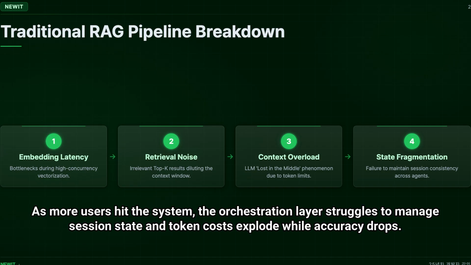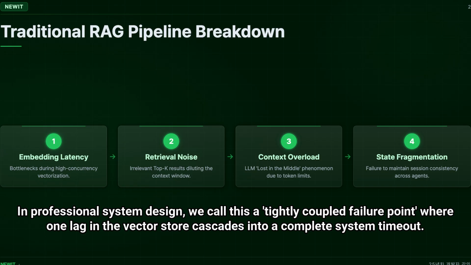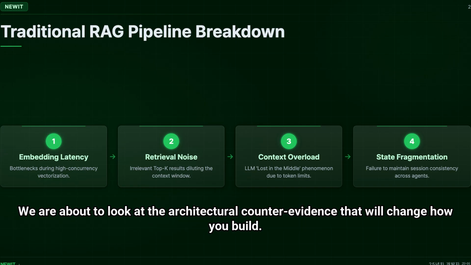As more users hit the system, the orchestration layer struggles to manage session state, and token costs explode while accuracy drops. This linear process, retrieve, augment, generate, is inherently limited because it lacks a feedback loop and real-time tool access. In professional system design, we call this a tightly coupled failure point, where one lag in the vector store cascades into a complete system timeout. This raises a fundamental question. Is the vector-only approach fundamentally flawed for complex reasoning? We are about to look at the architectural counter-evidence that will change how you build.